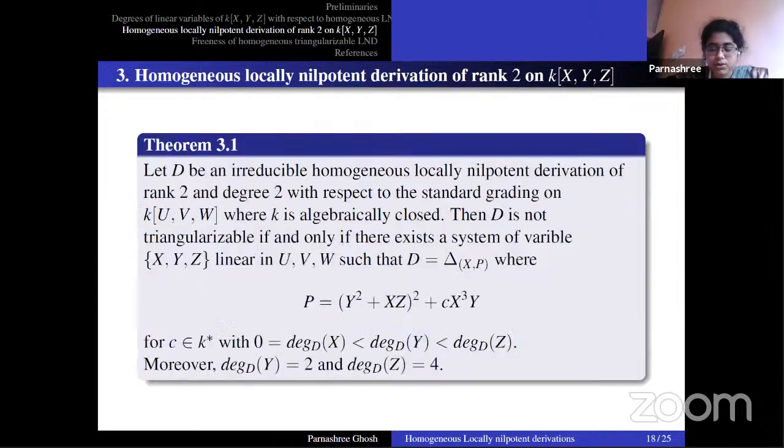So we have characterized those derivations also. We got that if D is an irreducible homogeneous locally nilpotent derivation of rank 2 and degree 2 on K[U,V,W], where K is an algebraically closed field, then D is not triangularizable if and only if D is equal to delta_x P, where P has this structure, where degree_D of x is 0, which is strictly less than degree_D of y, which is strictly less than degree_D of z. And we have also obtained the degrees: degree of y is 2 and degree of z is 4. All right.